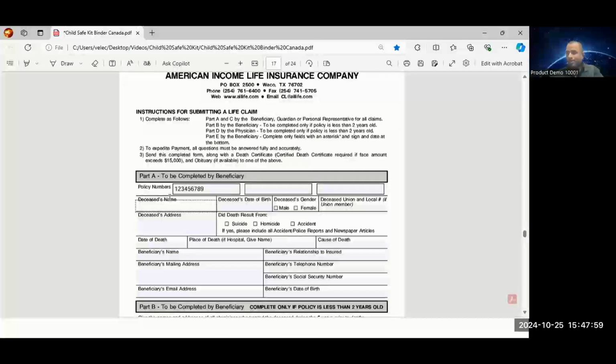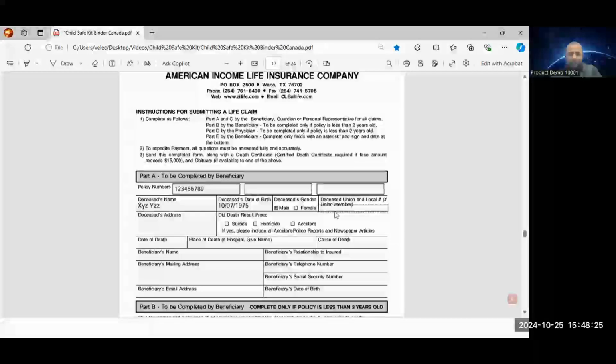Your deceased name, so name of the deceased. Let's say this person is XYZ, and the date of birth. Let's say this was 10/07/1975. Gender. Let's say this is male.